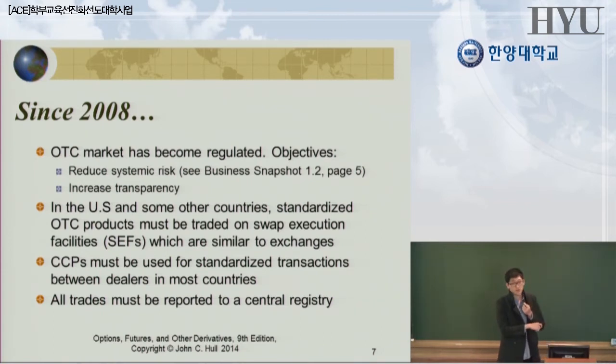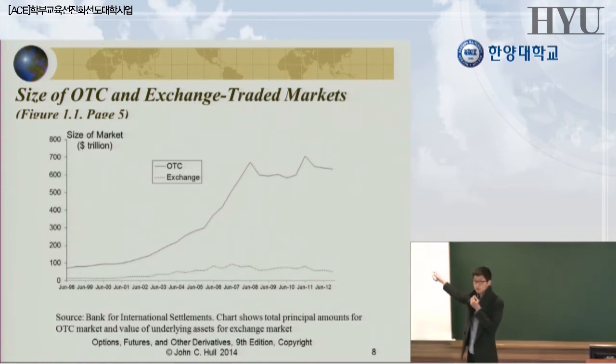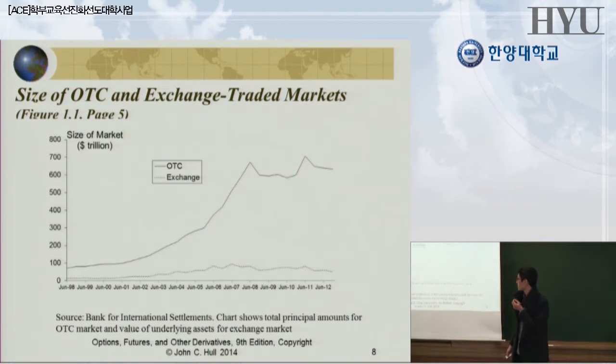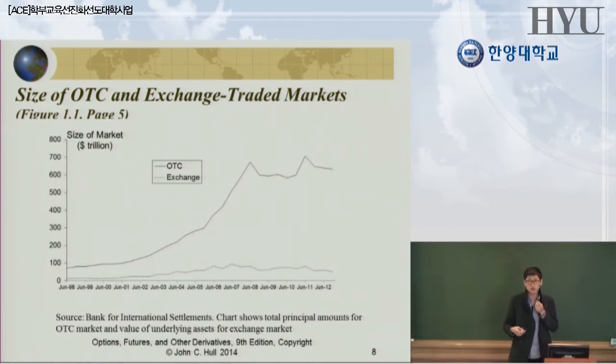Whatever, the point in this slide is that the over-the-counter market, after the 2008 credit crisis, is becoming much more similar to the exchange-traded markets. Here's the size of the over-the-counter and exchange-traded markets. As you can see from here, the over-the-counter market is much larger than the exchange-traded market. It's almost $700 trillion. It's very large, right? The point here is that derivatives are very much popular these days.